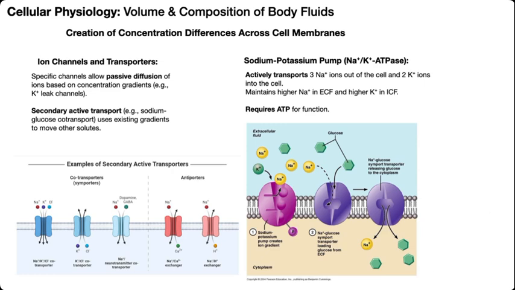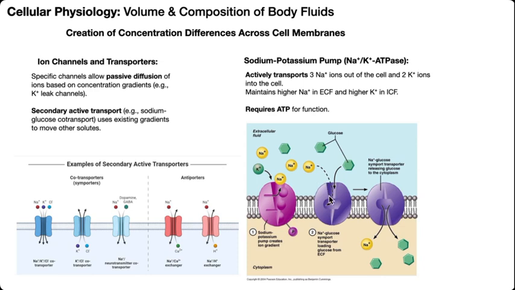Now the whole purpose of this is to make sure that we have a high concentration of sodium on the outside and a high concentration of potassium on the inside of the cell. That gradient is important for creating the resting membrane potential that we were talking about, so it powers that secondary active transport.